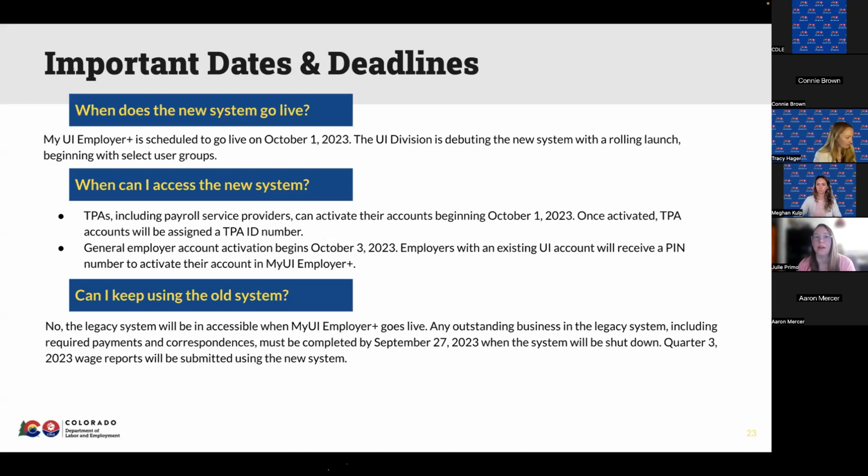Oh, I kind of hit on this one already. I got a little ahead of myself. So TPAs, like I said, will begin October 1st. Once activated, the TPA will have their TPA ID number, so if needed, they can start communicating that out. And then the general employer account activation will begin October 3rd when we have staff in the building to answer questions.